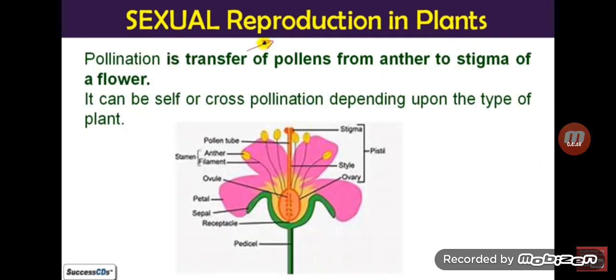Now, what is pollination? Pollination is the transfer of pollen from the anther to the stigma of a flower. It can be self or cross pollination depending upon the type of the plant. Self pollination means the pollen grain from the anther and the stigma both belong to the same flower. In cross pollination, the anther and the stigma are of different flowers.